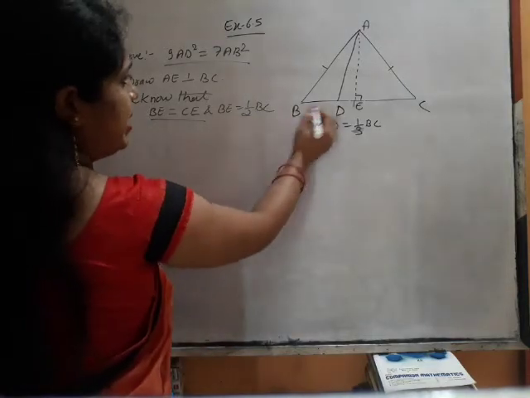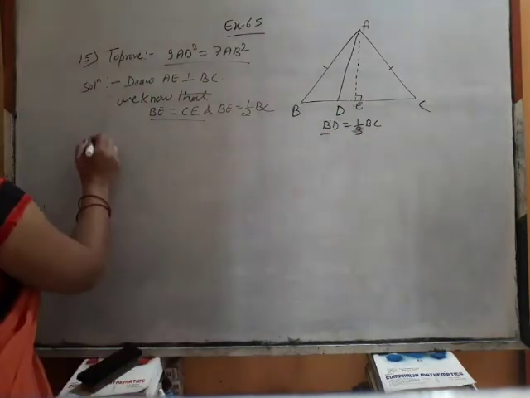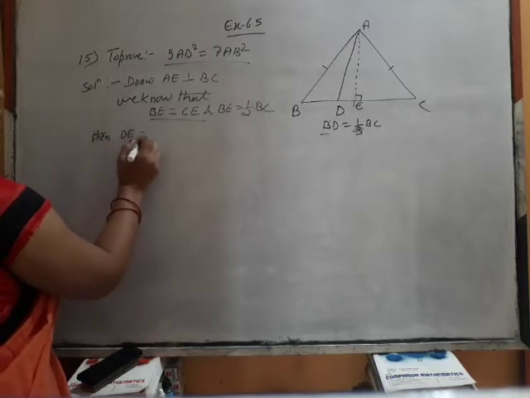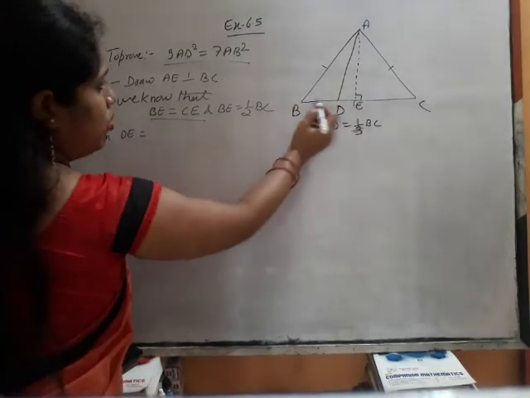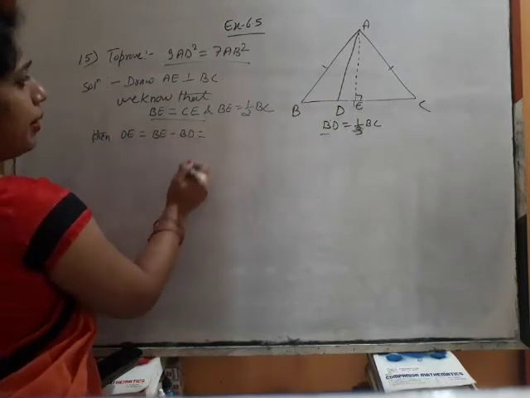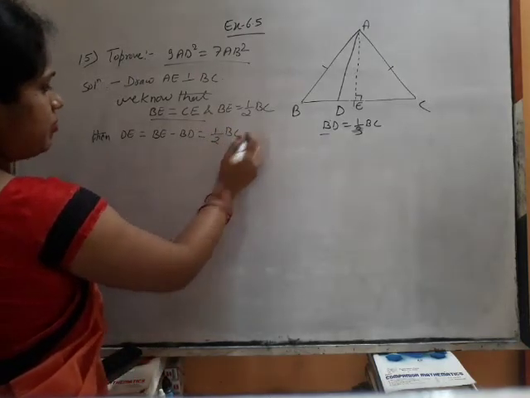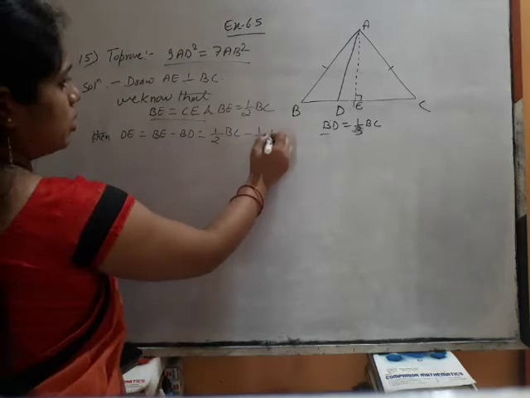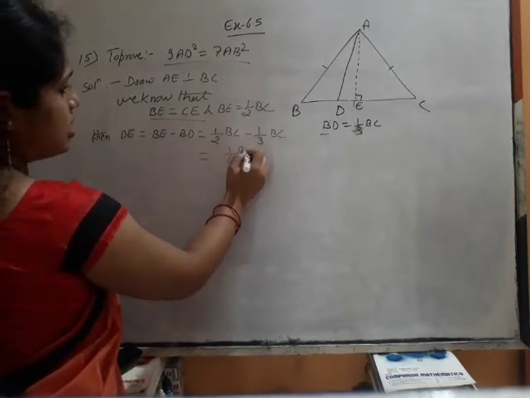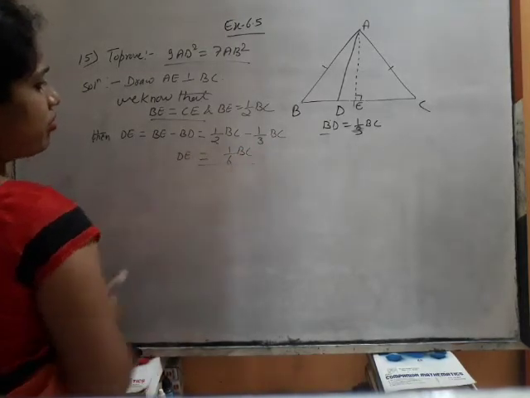So now if we have BD, DE and BE, we can find the value of DE. So DE is what? This whole minus this one, BE minus BD. BE is half of BC, and BD is 1/3 of BC. So after calculating, it becomes 1/6 of BC. That is, DE is 1/6 of BC.